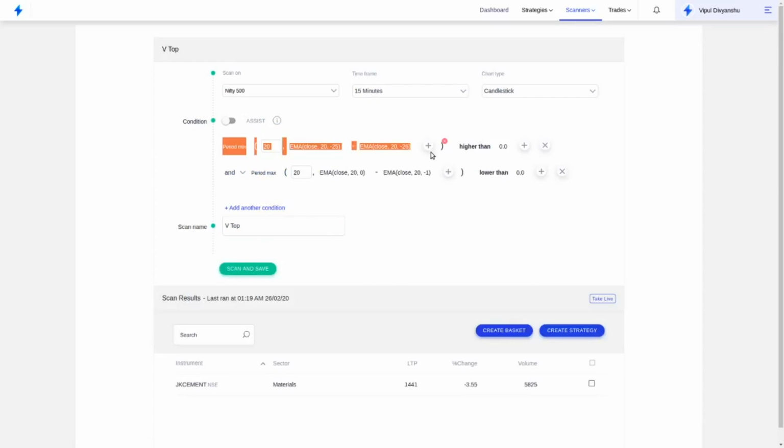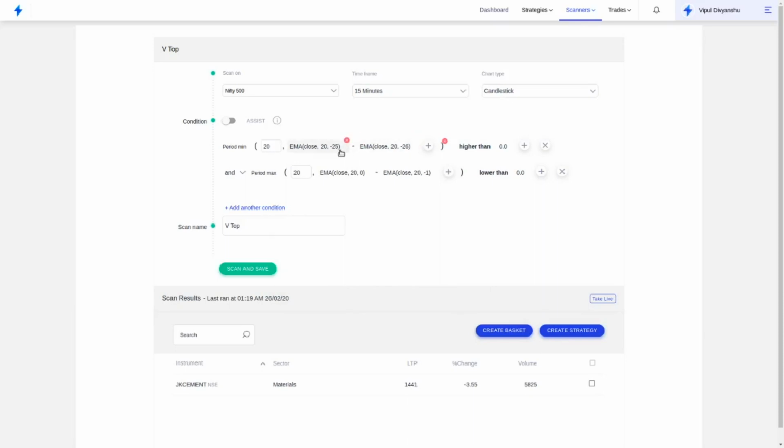Very simply, what we have done, we have identified the EMA close of 20 candles. So if I just click here, it's 20 period close price with an offset of 25. If you keep subtracting that with previous one, so what this is doing, let me just quickly explain here. EMA close 20 minus 25 and EMA close 20 minus 26.